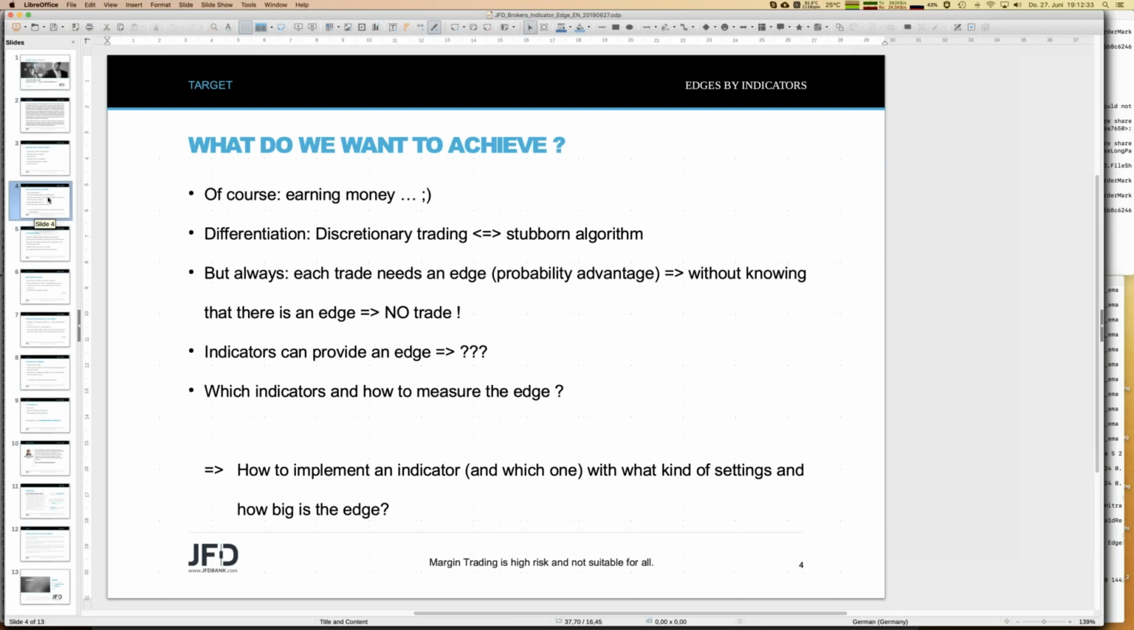So that's a good thing. That's the answer beforehand. And of course, we talk about which indicators and how to measure that edge, because we need a measurement. Otherwise, I'm lost here. Finally, it's all about how to implement such an indicator and which one, with what kind of settings, and how big is that edge. So there's a real measurement behind.